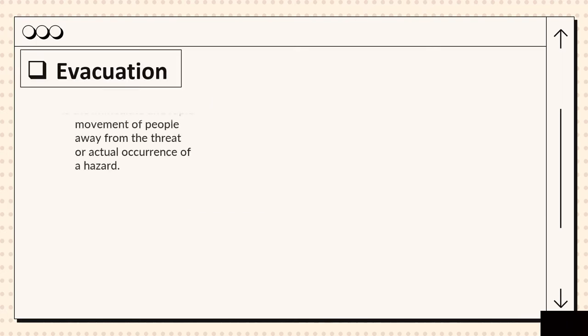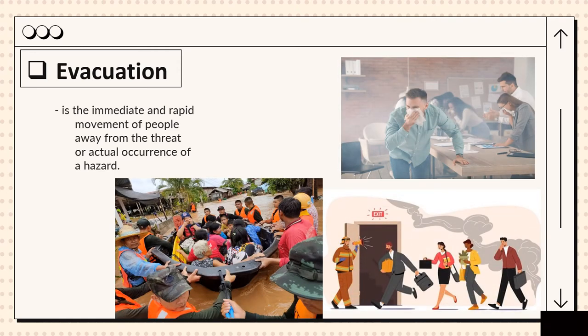Okay, next, the evacuation. It is an immediate and rapid movement of people away from the threat or actual occurrence of hazard. So, example niyan, sa picture natin, ranges from a small-scale evacuation of a building due to a bomb threat or fire to large-scale evacuation of a district because of planned bombardment or approaching weather system. In situations involving hazardous materials or possible contamination, evacuees may be decontaminated prior to being transported out of the contaminated area.